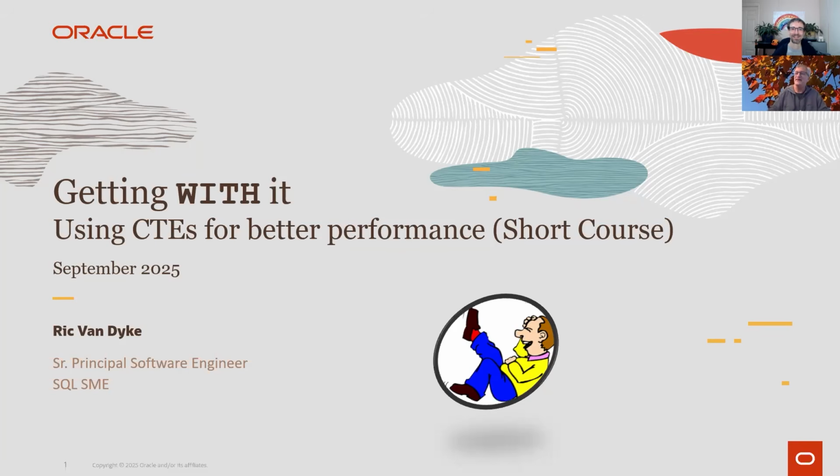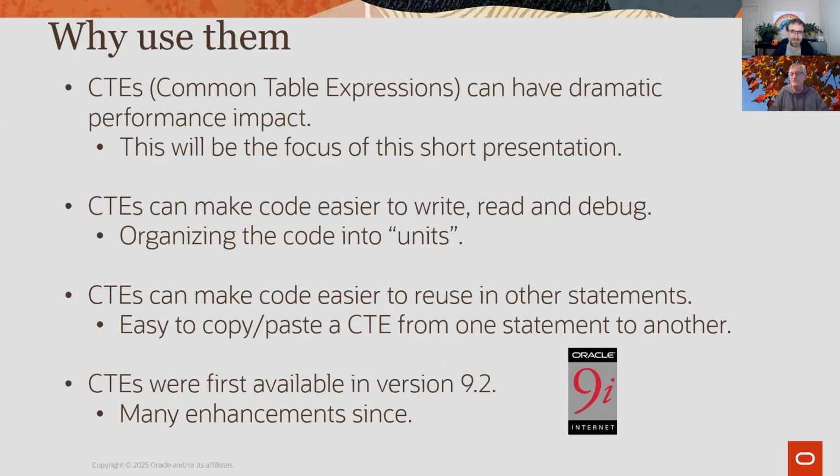That's great. So yeah, let's get with it, so to speak, and talk about CTEs, common table expressions, and we'll focus on how to use them for performance, which is probably the main reason most people even look to use these things, although they do have some other uses. So let's talk about that. So why use them? Well, first bullet point, common table expressions can have a dramatic impact on performance.